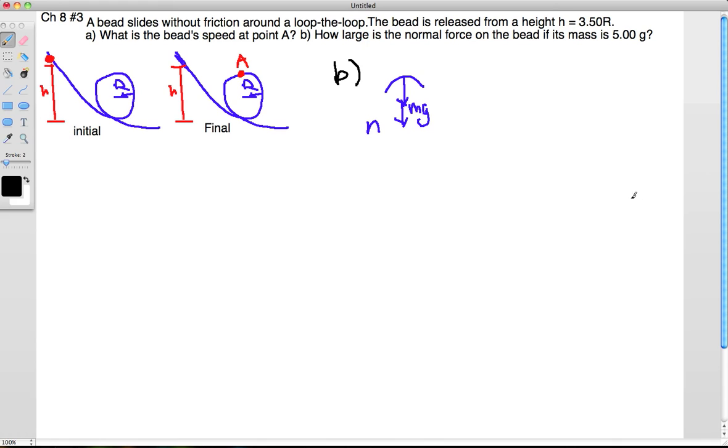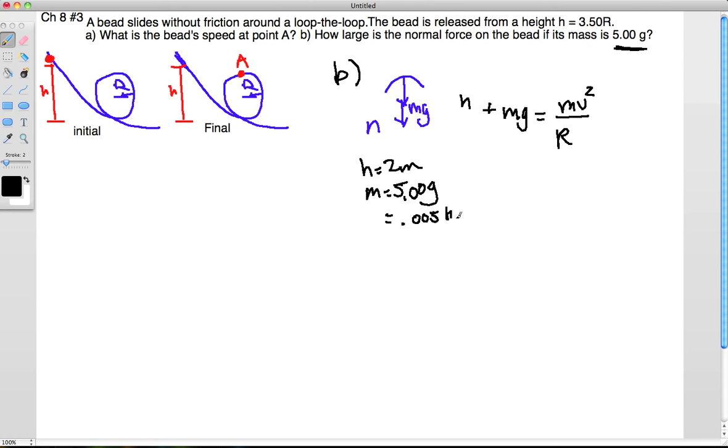And according to Newton's second law, the equation for that would be N plus mg equals mv squared over r. And here we have mass is 5 grams and the height is 2r. And we gotta change the grams into kilograms, so 5.00 grams equals 0.005 kilograms.